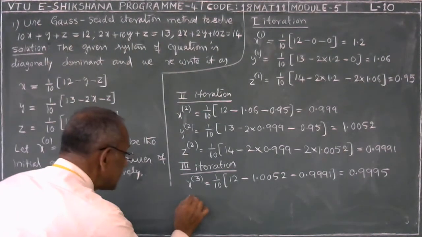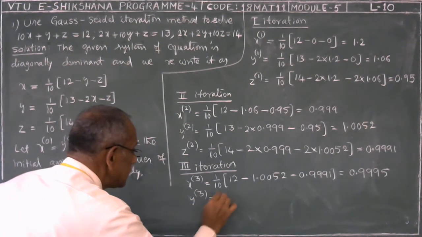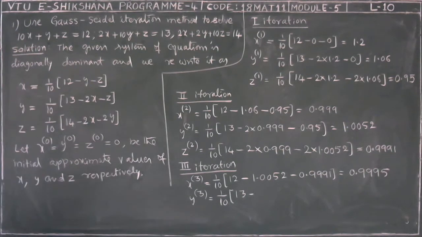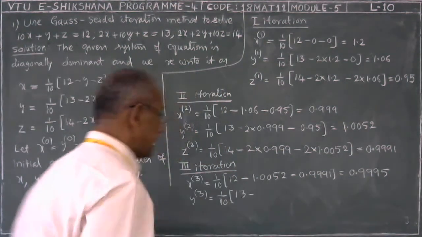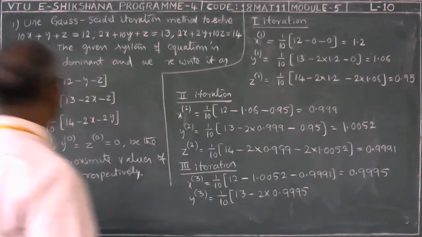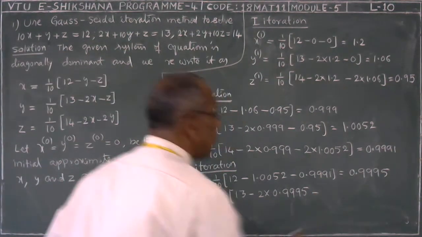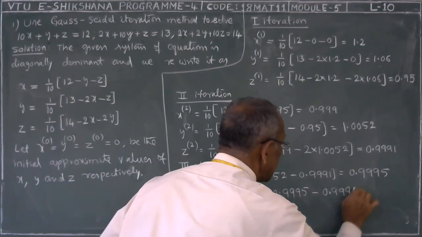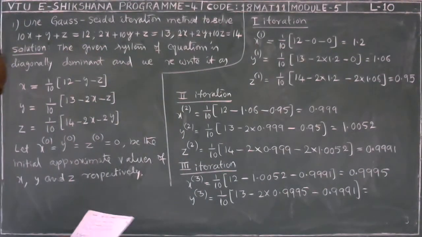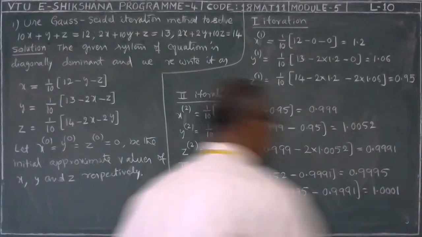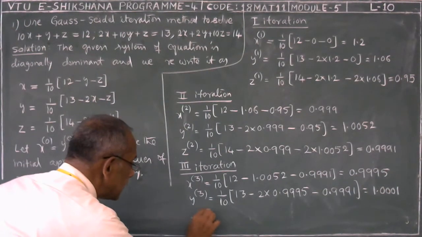If you compute this using a calculator, you get 0.9995. Similarly, the third approximation to y is 1/10 into 30 minus 2 into x, so 2 into 0.9995 minus z, this value, 0.9991. If you compute this using a calculator, you get 1.0001.